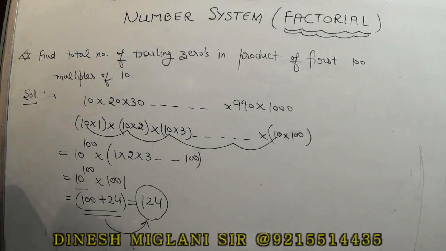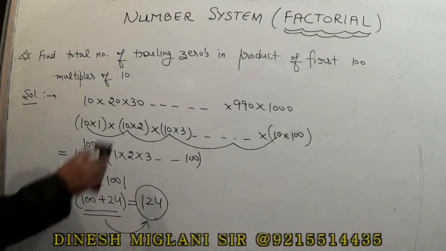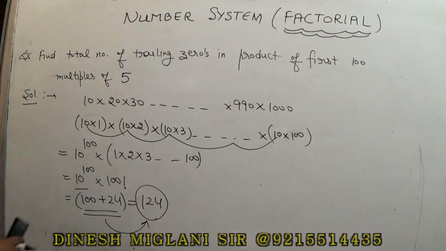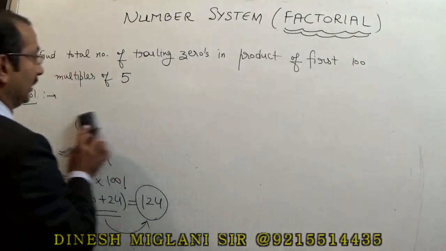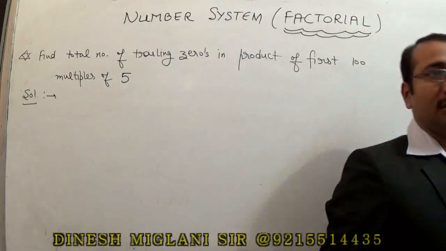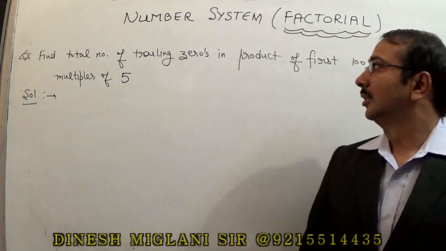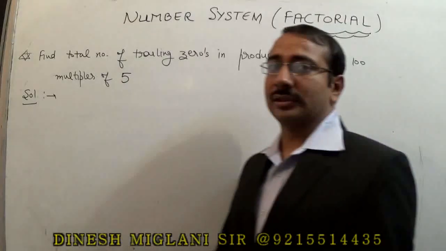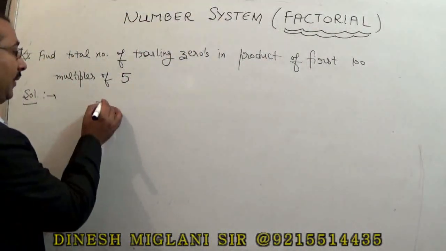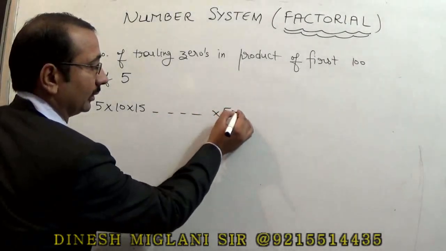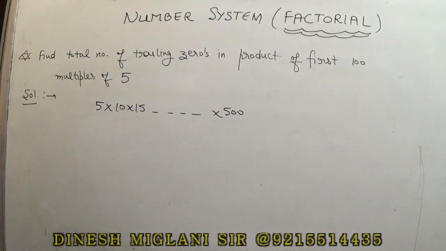The same question can be made with some more points. Instead of 10, it is 5. The question is: find the total number of trailing zeros in the product of first 100 multiples of 5. Now I just change the question. We have to find how many trailing zeros are there in the first 100 multiples of 5. Going step by step, the first is 5, 10, 15, 20, 25, and it goes up to 500.